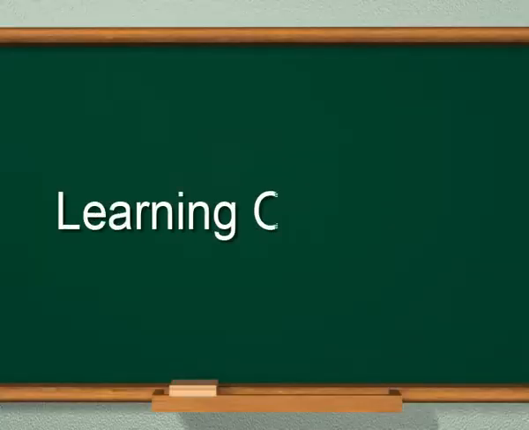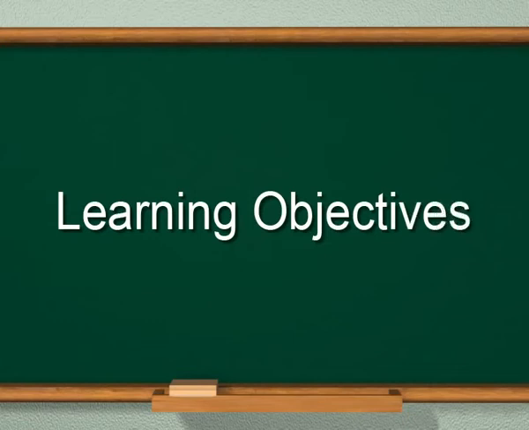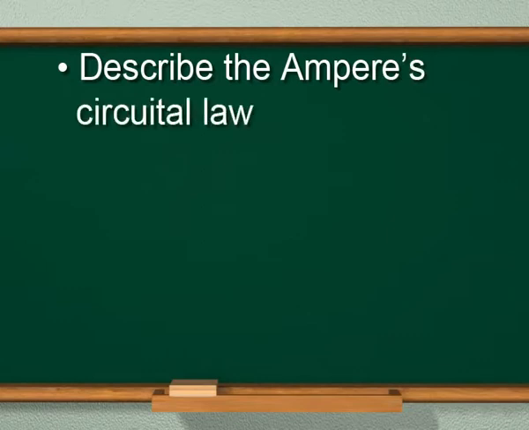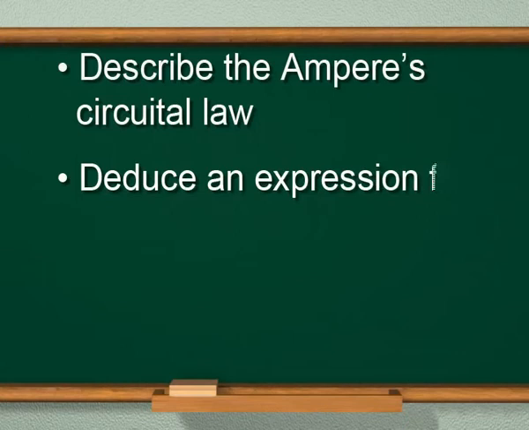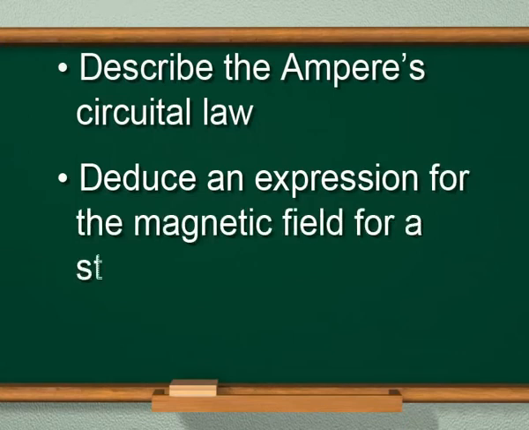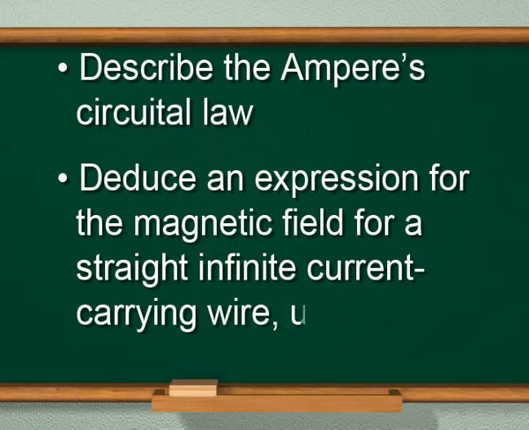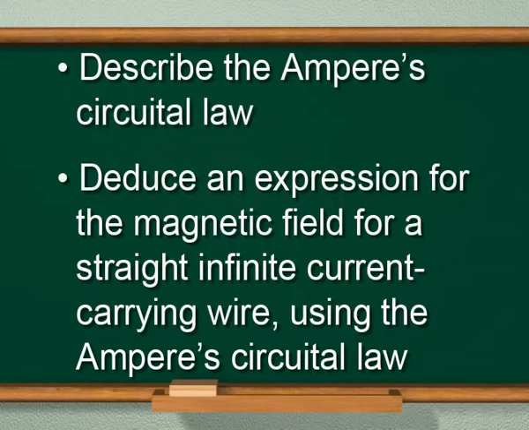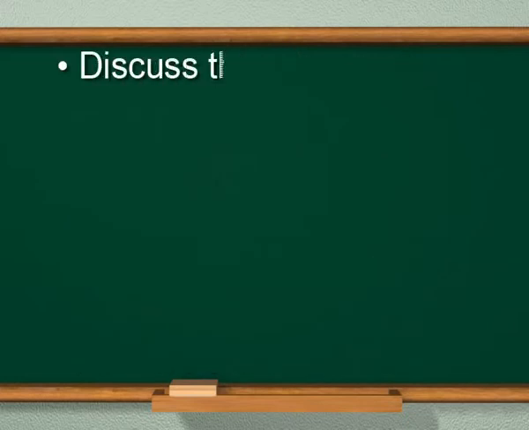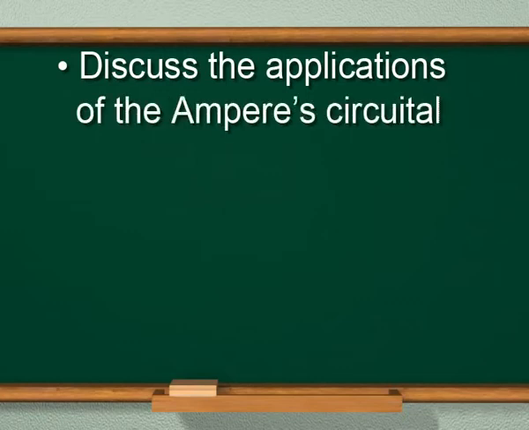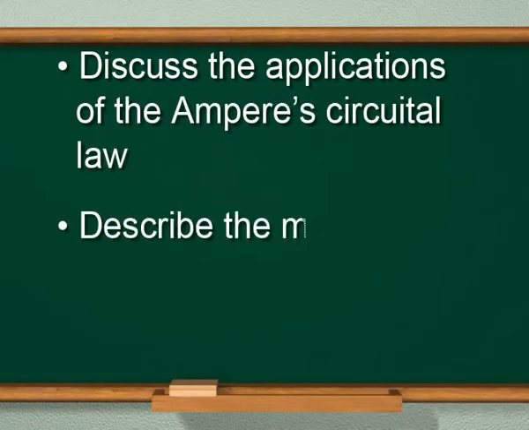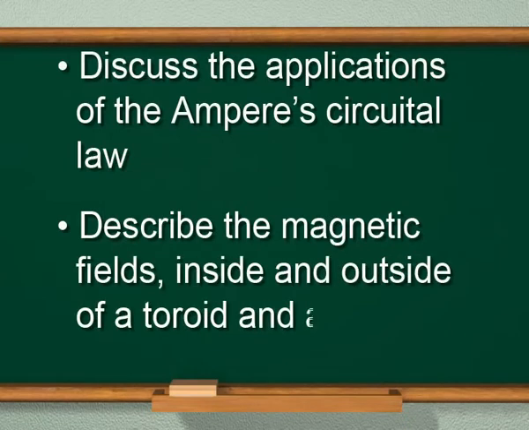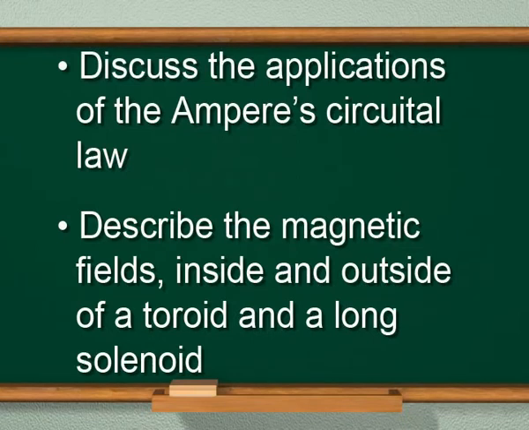After the completion of this chapter, the students will be able to describe Ampere's circuital law, deduce an expression for the magnetic field for a straight infinite current carrying wire using Ampere's circuital law, discuss the applications of Ampere's circuital law, and describe the magnetic fields inside and outside of a toroid and a long solenoid.